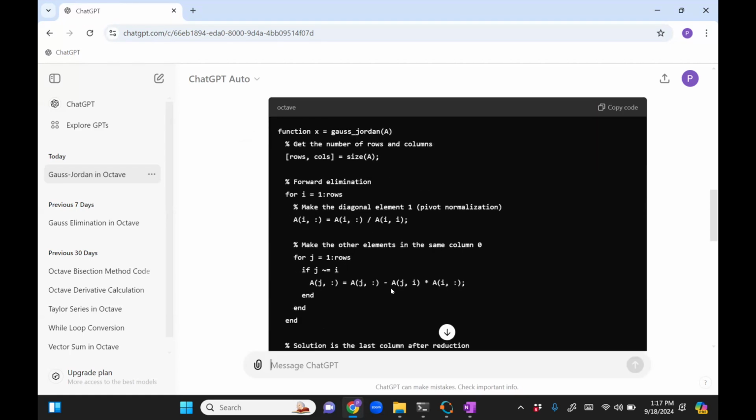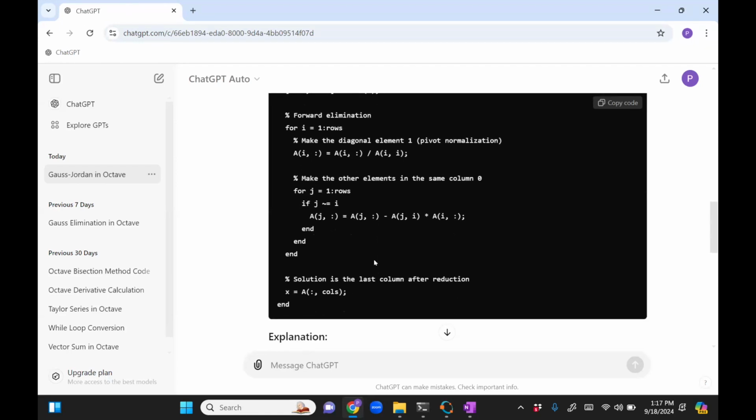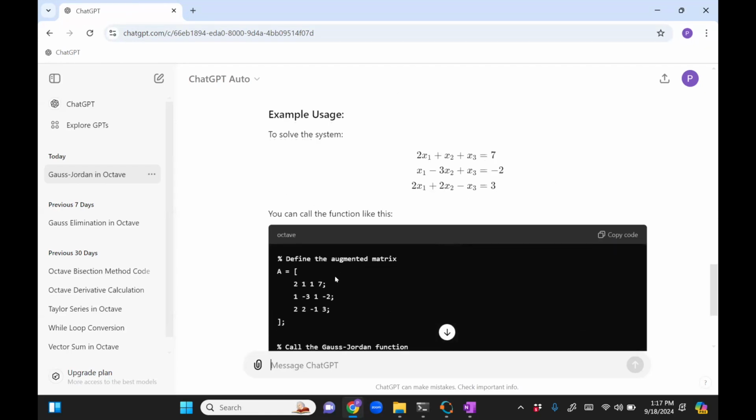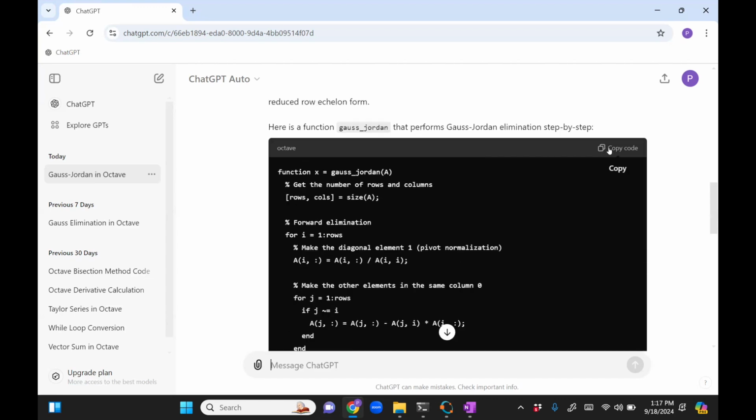So what it did here is write a generic function which takes the matrix A and solves the problem, but it expects the input to be the augmented matrix. You can see this is an augmented matrix, 3 rows, 4 columns. Now, I could make it write a function which does exactly what I want. I actually wanted to take inputs A and B and produce the output. But it uses the augmented matrix. So instead of trying to make it do it, we can just do it ourselves. What I'm going to do is just copy this.